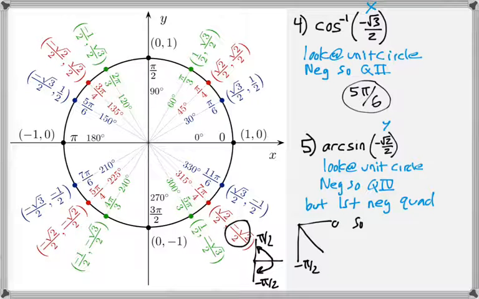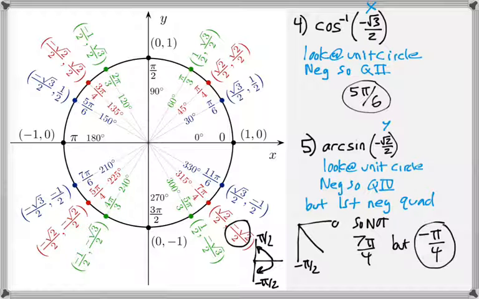So it's not 7 pi over 4, but it's negative pi over 4. I mean, 7 pi over 4 and negative pi over 4 are coterminal, but we need to be very specific with these inverse trig functions.